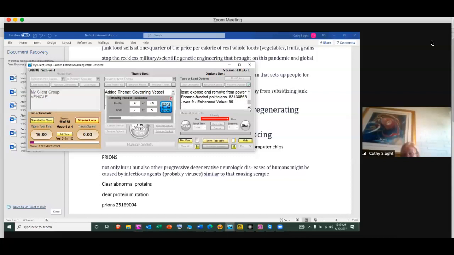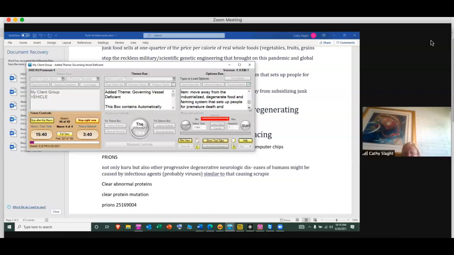Now, this was an interesting one. And again, there was a code. Expose and remove from power pharma-funded politicians. I got exposed in there twice. BioWare for gene engineers and lab technicians. Because that's supposed to be illegal, by the way. Our world now puts public health ahead of corporate profits.